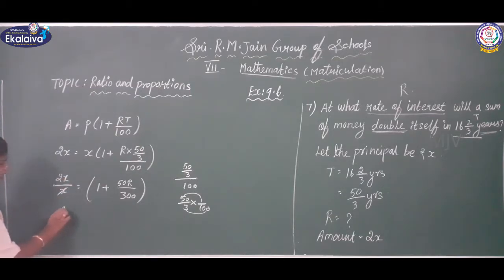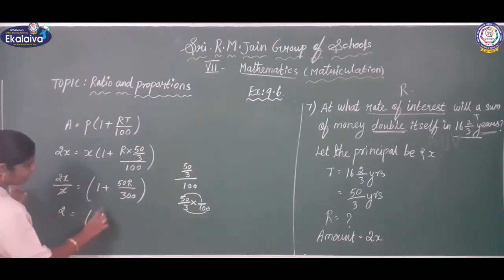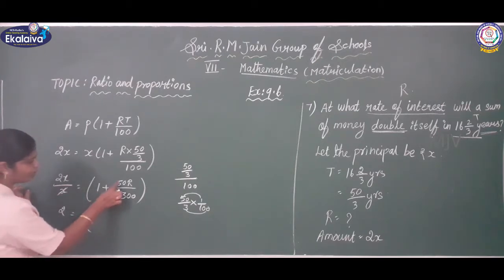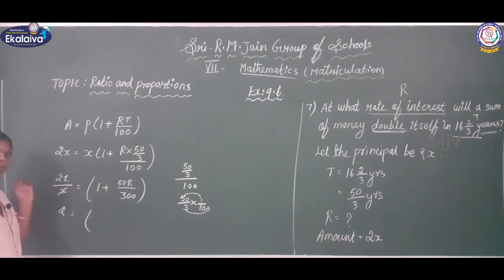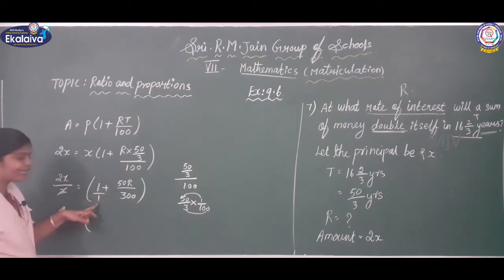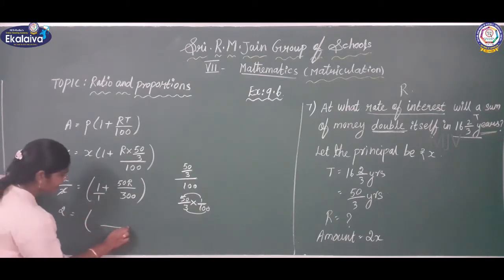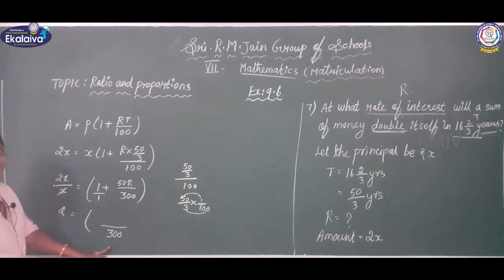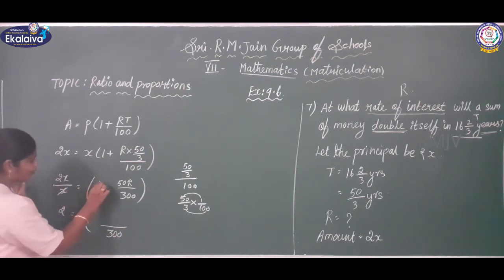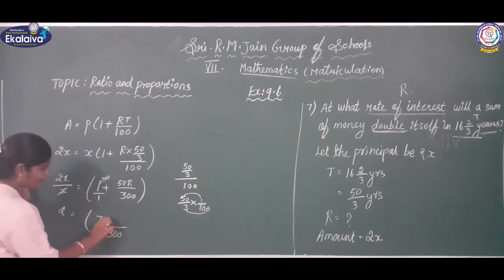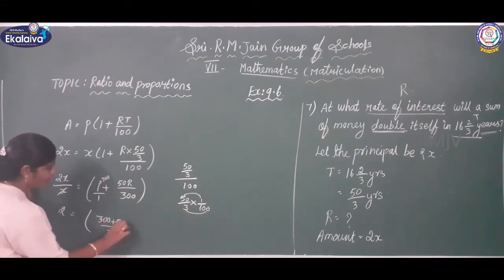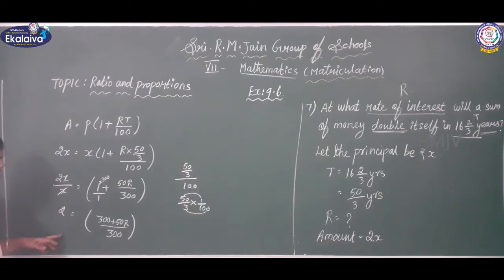x cancel, 2 equal to, here now one is whole number, another one is fraction. So we need to take LCM. Here there is no denominator, here the denominator is 1 only. Okay. So I am going to take LCM 300. 1 into 300, the LCM is 300. So I need to multiply with the 300. So 300 plus 50 R.